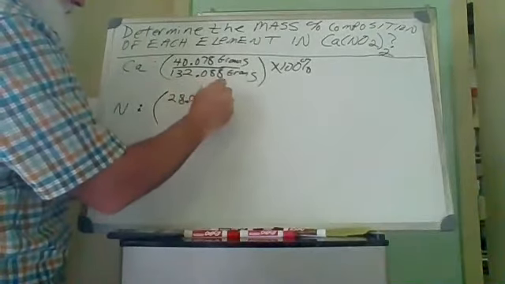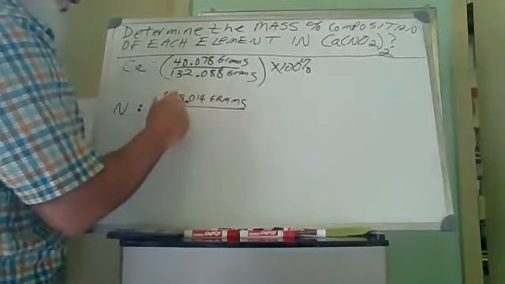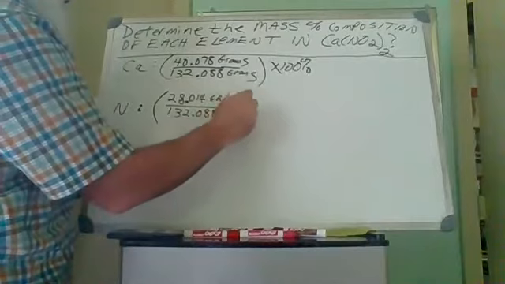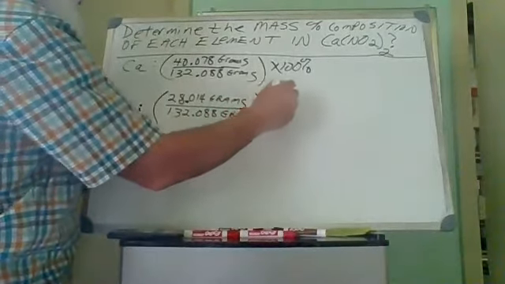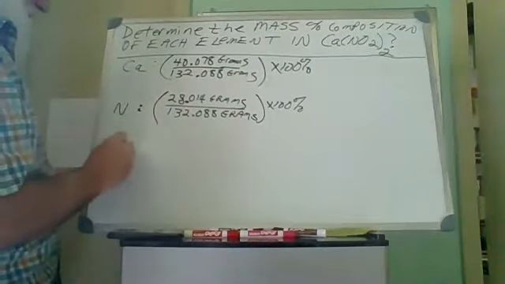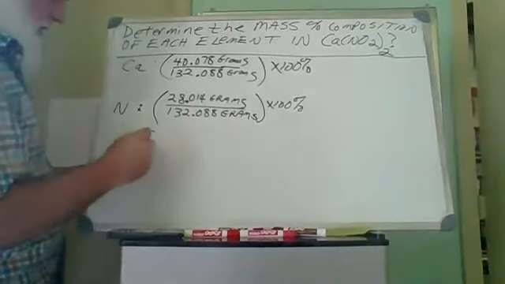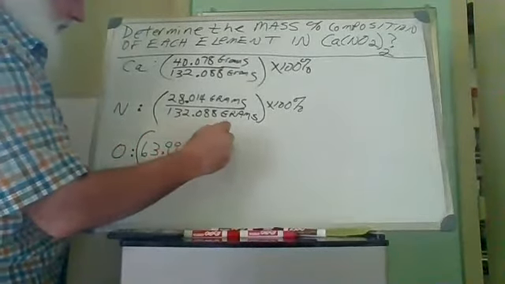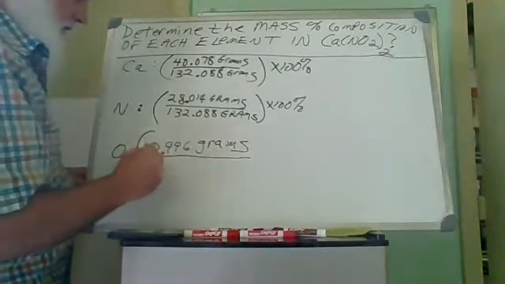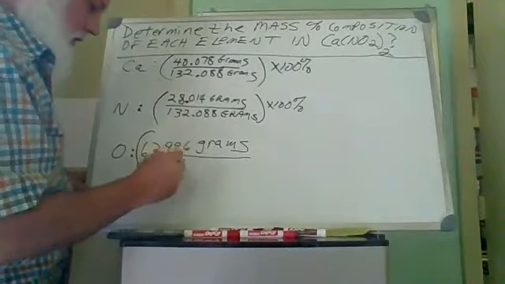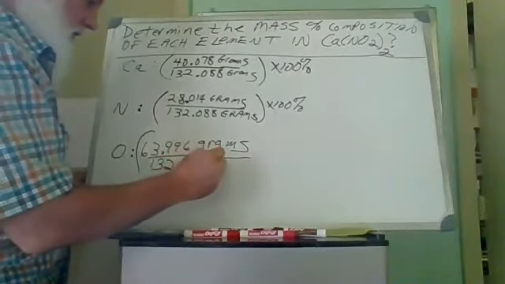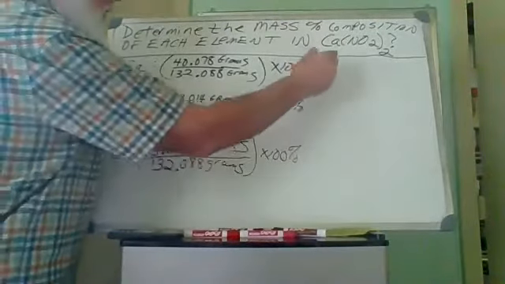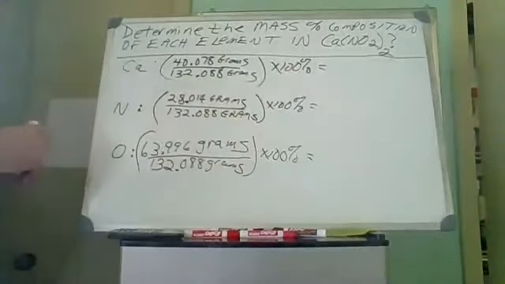28.014 grams divided by 132.088 grams times 100%. And for oxygen, 63.996 grams divided by 132.088 grams, the molar mass, times 100%. Okay, and we'll just write our answers out here at the end.